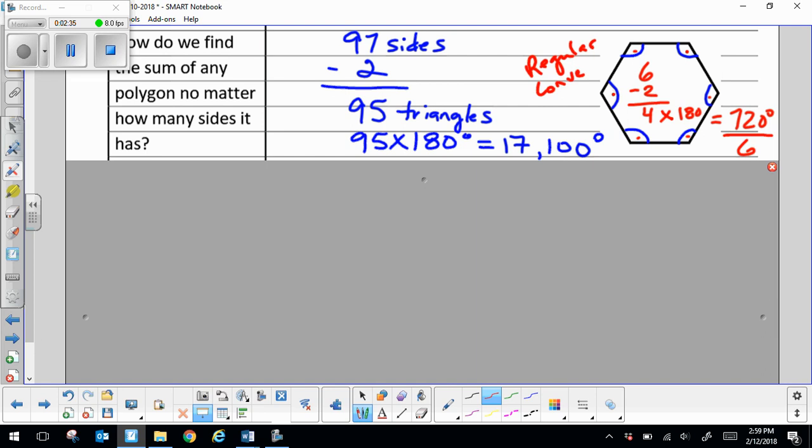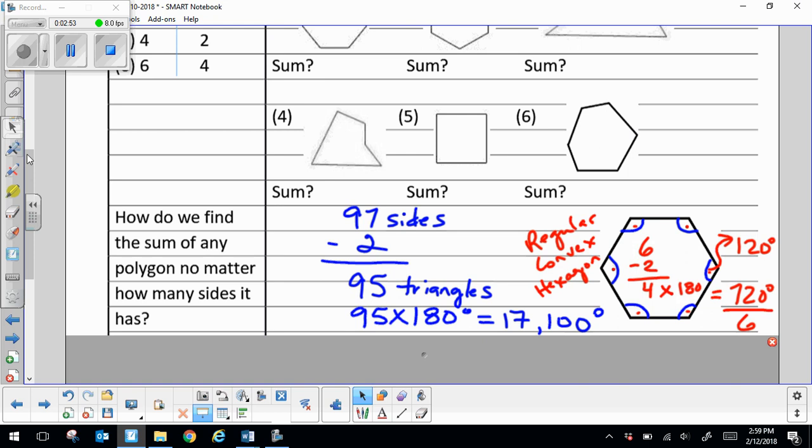tells me that even if this is a regular, convex hexagon, then each of these angle measures is going to be worth 120 degrees every time. So we have a couple of different things we can dig from knowing this method to come up with the total sum of the angles of any polygon.